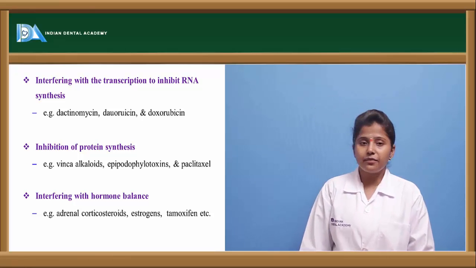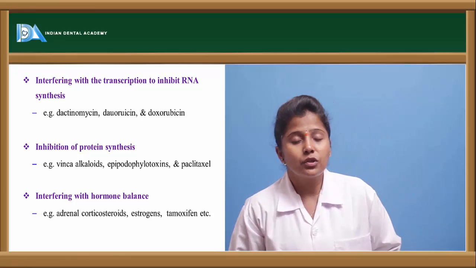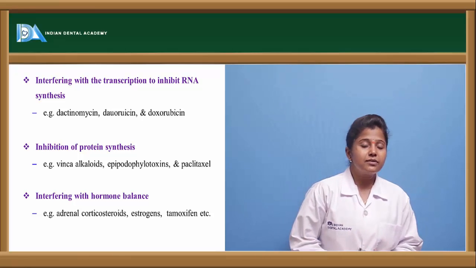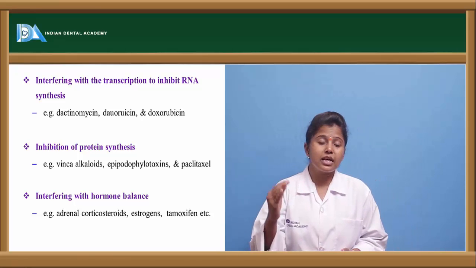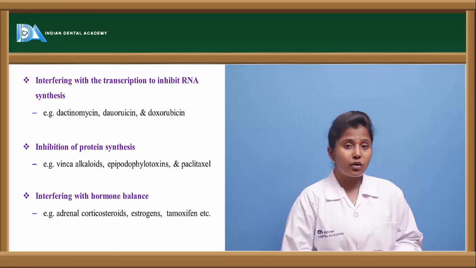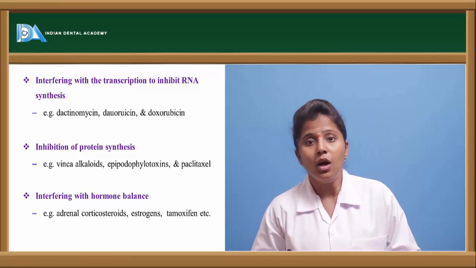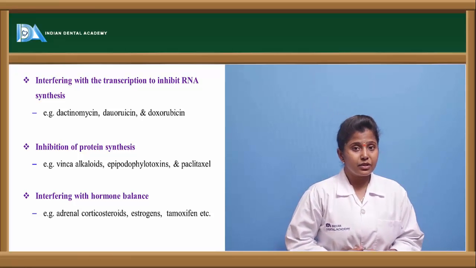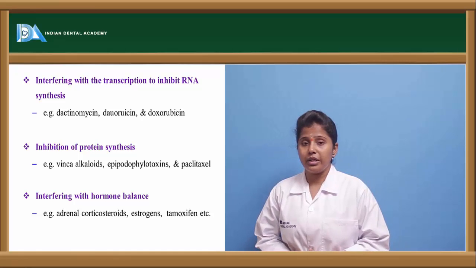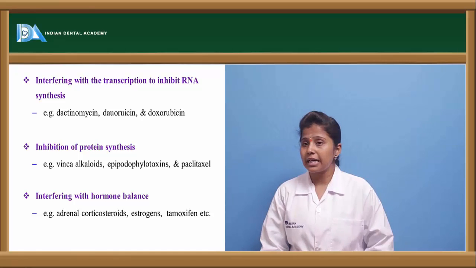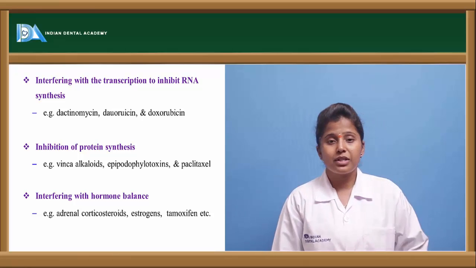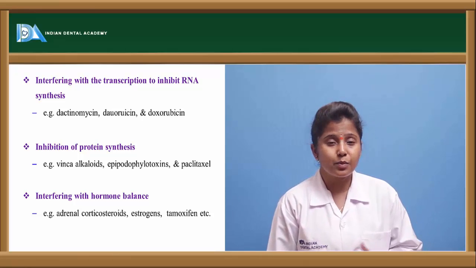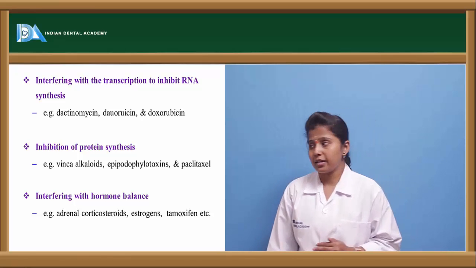The other one is interfering with the hormonal balance. The hormonal levels are altered, or else we can say the hormones or the enzymes involved in the process of cell division, or the hormones aiding in cell division, can be altered or interfered with by drugs like adrenal corticosteroids, estrogens and tamoxifen. So these are the various generalized mechanisms by which the anti-cancer drugs act.